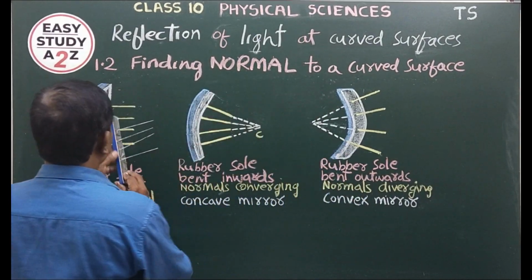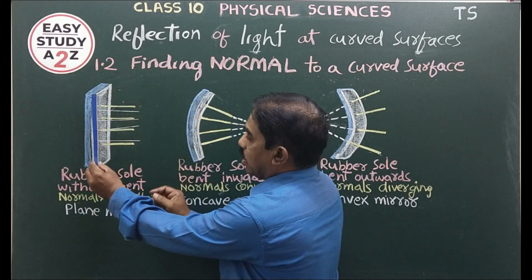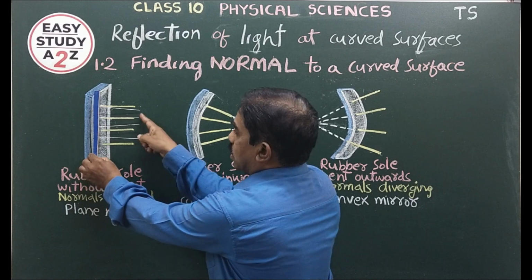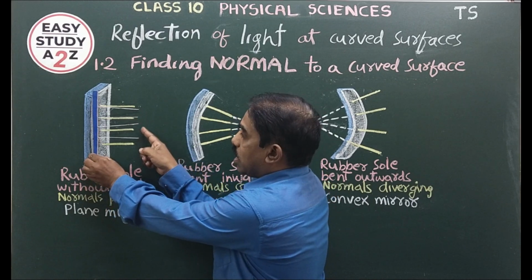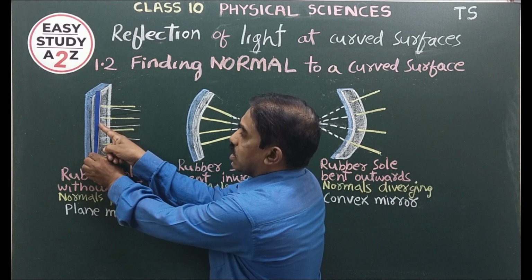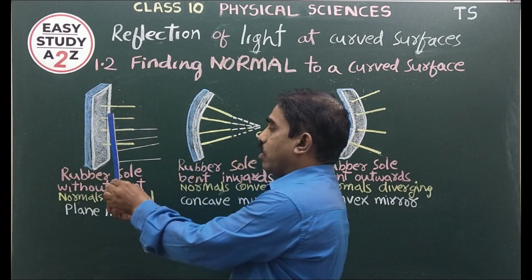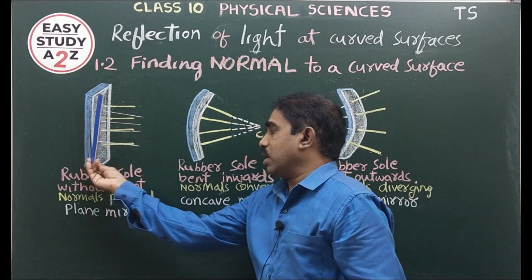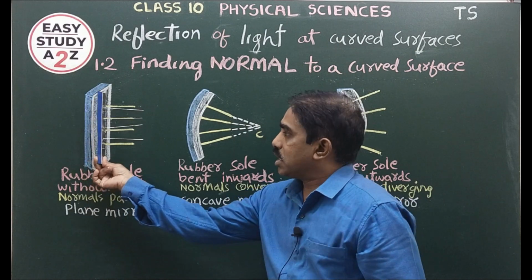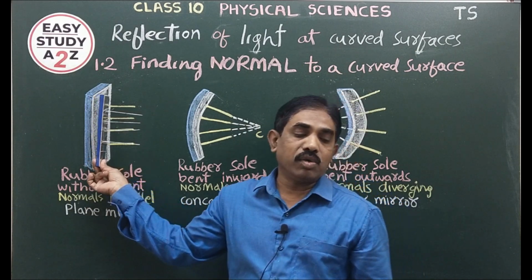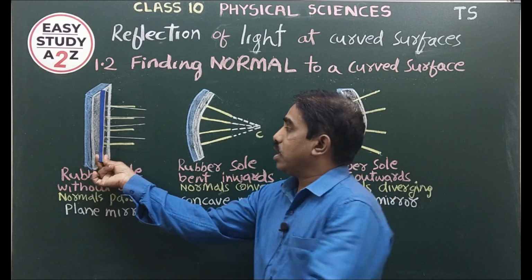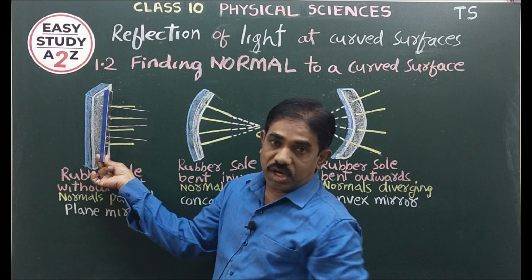Now look here. When the rubber sole is not bent, these pins appear as if they are normals. These are normals drawn on the surface of this mirror strip. When the rubber sole is without any bend, the normals appear as if they are parallel, and this is the case of plane mirror. Here the normals look straightforward.